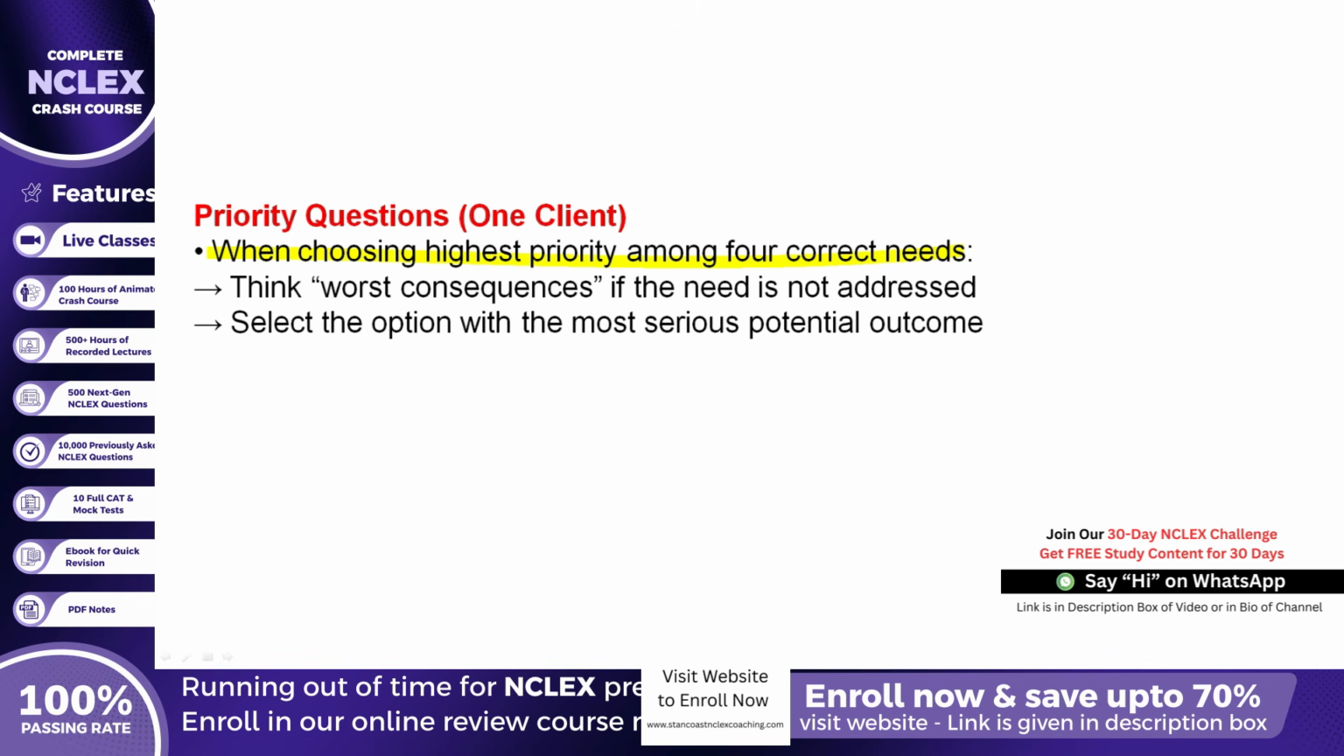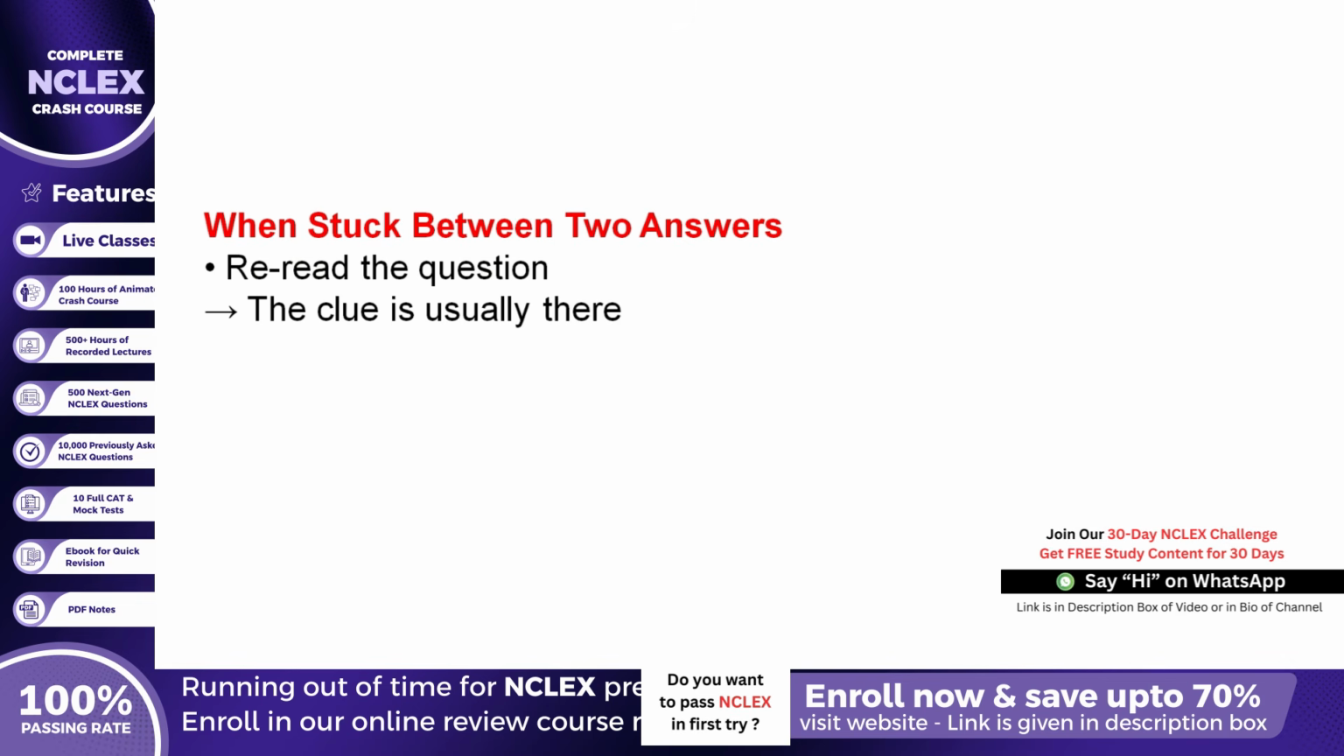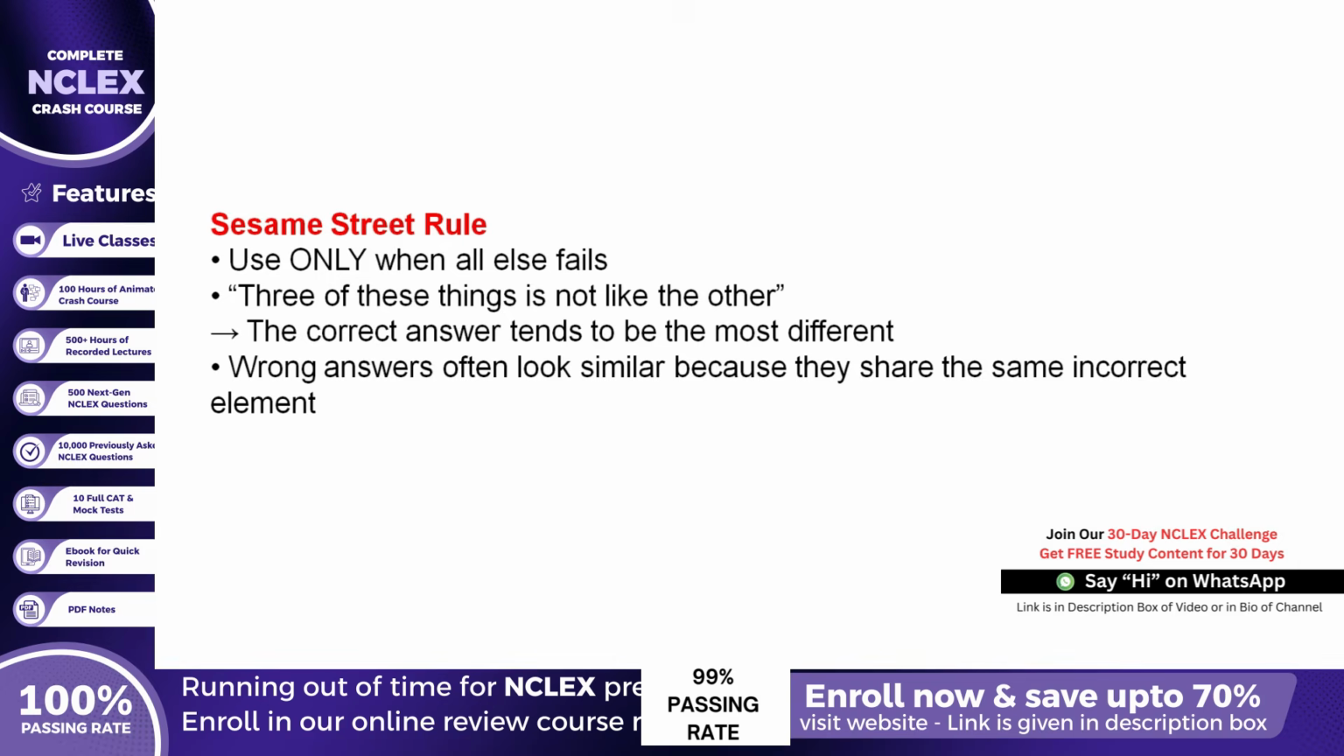Now, let us move into the Sesame Street rule, which you should use only when all else fails. This rule simply reminds you that 3 of these things is not like the other. The correct answer tends to be the most different. Wrong answers often look similar because they share the same incorrect element.